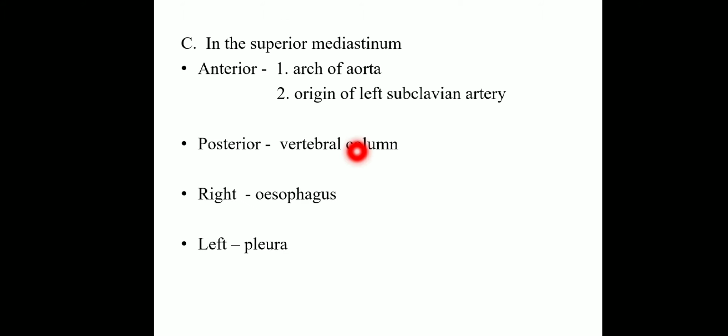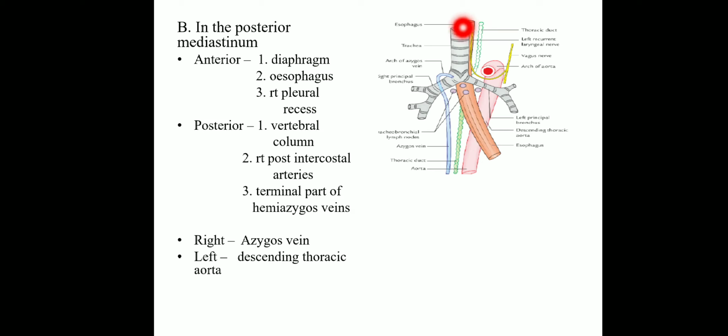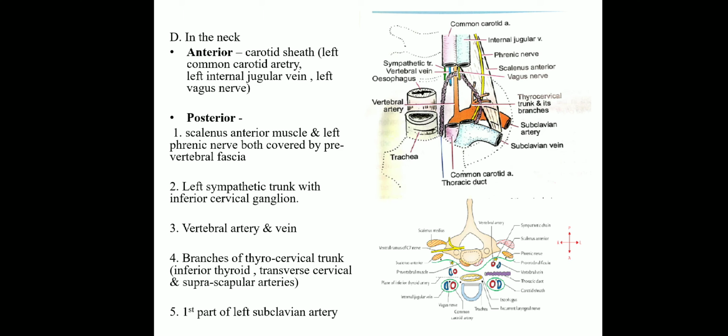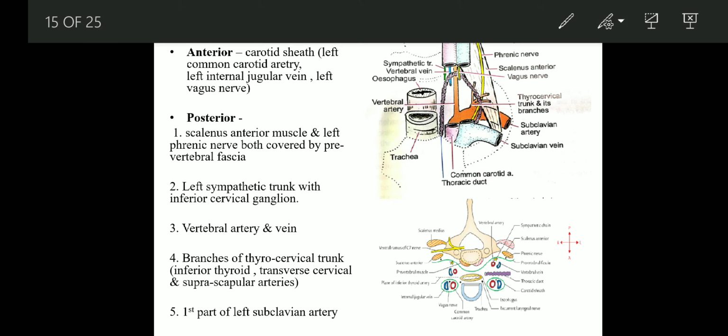In the superior mediastinum, anteriorly the arch of aorta and the origin of the left subclavian artery. On the right side, there is the esophagus. On the left side, there is the pleura, and posteriorly the vertebral column. In the neck, anteriorly, the carotid sheath lies. In the carotid sheath, there is the common carotid, jugular vein and the left vagus nerve.